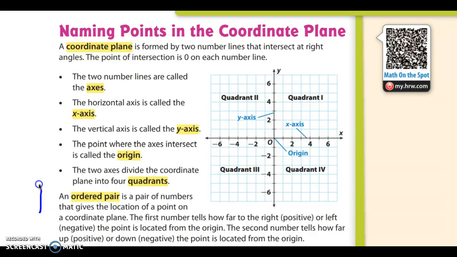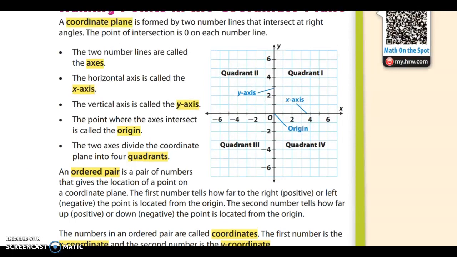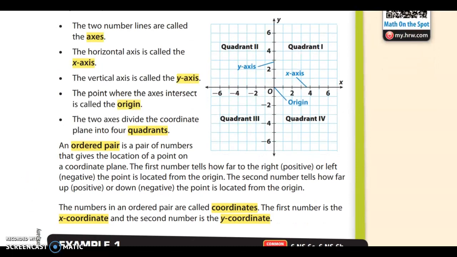Okay, I'm on this part right here where it says an ordered pair. An ordered pair is a pair of numbers that gives the location of a point on a coordinate plane. The first number tells how far to the right, positive, or left, negative, the point is located from the origin. The second number tells how far up, positive, or down, negative, the point is located from the origin. The numbers in an ordered pair are called coordinates. The first number is the x-coordinate, and the second number is the y-coordinate.